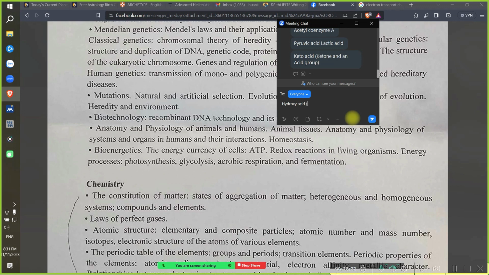So it has an OH group and an acid group. Just remember this, and you can draw the structure easily.